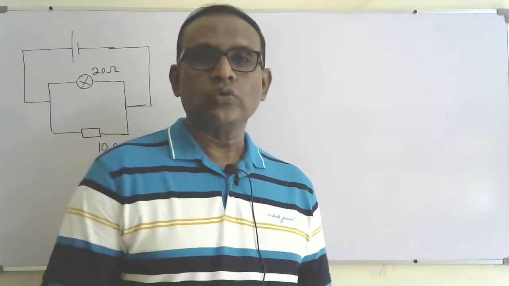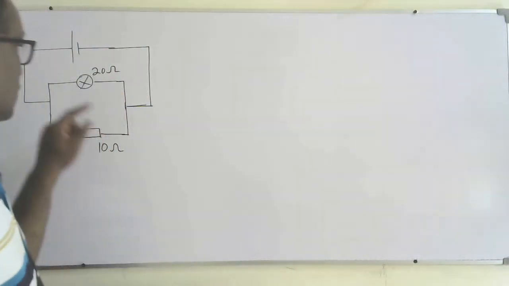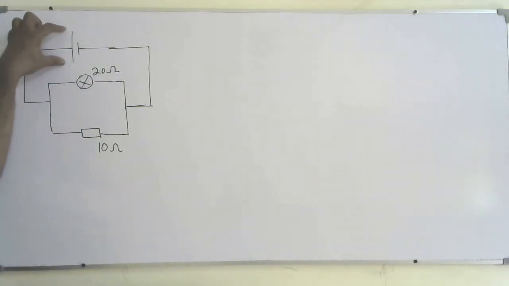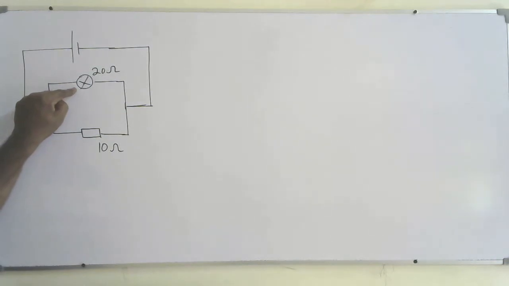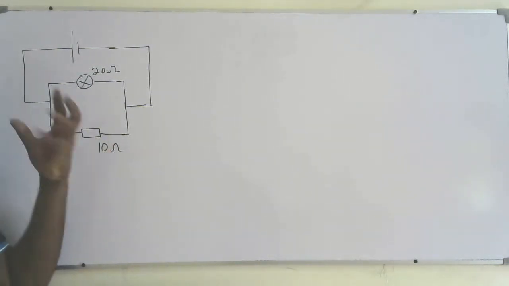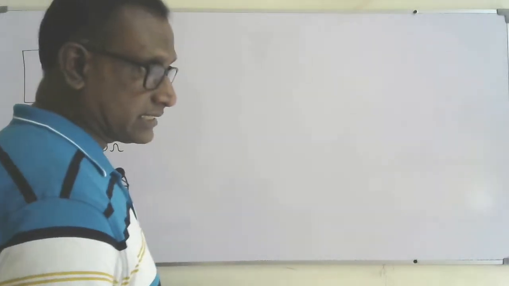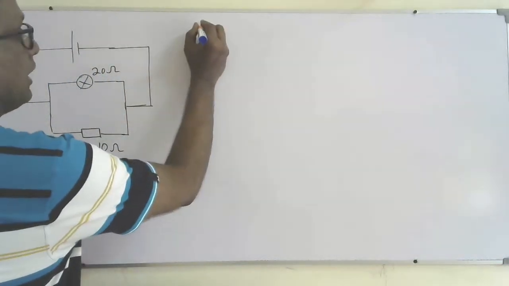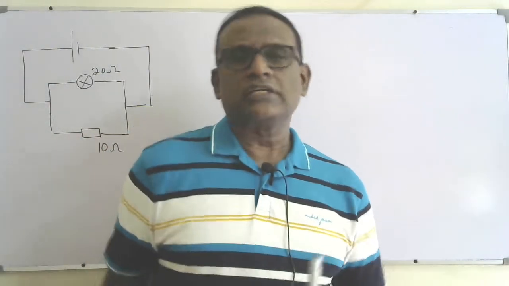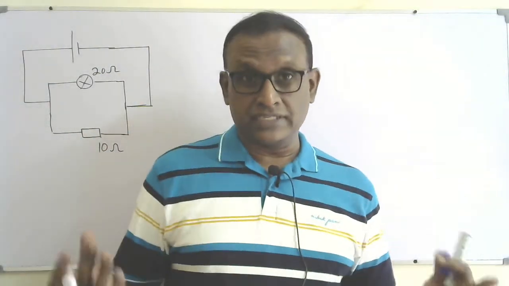Okay, so we'll do an example. A bulb and a resistor are connected in parallel with the power supply. The resistance of the bulb is 20 ohms. The resistance of the resistor is 10 ohms. Find the equivalent resistance. So we can find the equivalent resistance of these components, or find the total resistance of the circuit. Both refer to the same thing, right?